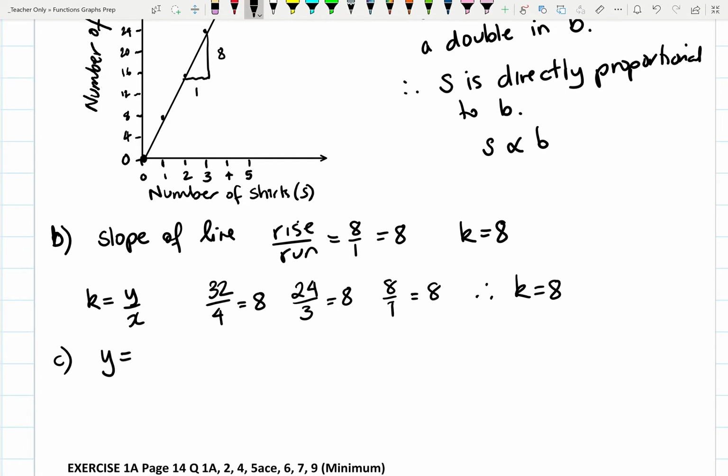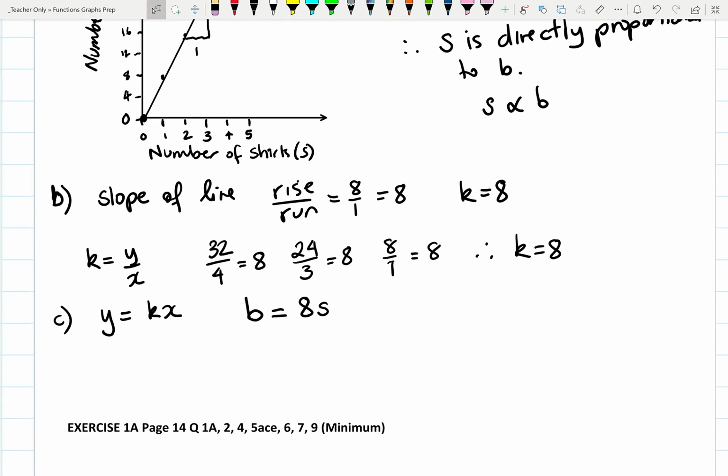And then lastly, find the equation. Remember, we're talking about y equals kx. In this case, y is B, the number of buttons, equals the proportionality constant, which is 8, times our x variable, our independent variable, which is S. So the number of buttons required is 8 times the number of shirts required. And that's it. There's some exercises in 1A for you to do.